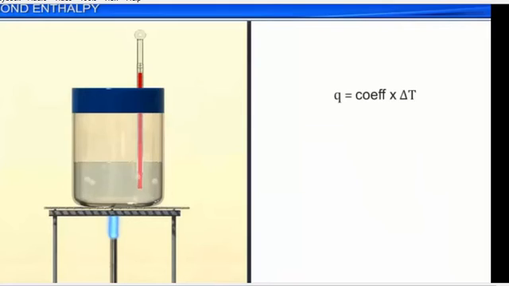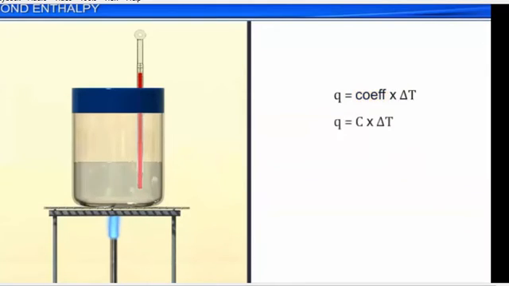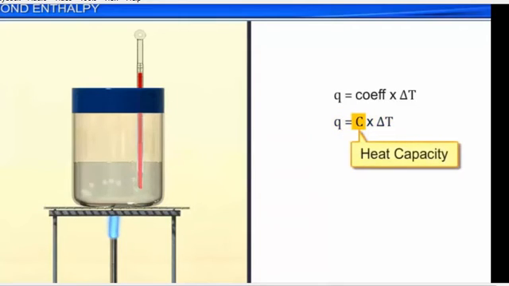The increase in temperature is proportional to the heat transferred, which can be written as Q equals coefficient multiplied by change in temperature delta T. Note that the value of the coefficient depends on the size, composition, and nature of the system. The equation can also be written as Q equals C multiplied by delta T, where C is called the heat capacity of the system.